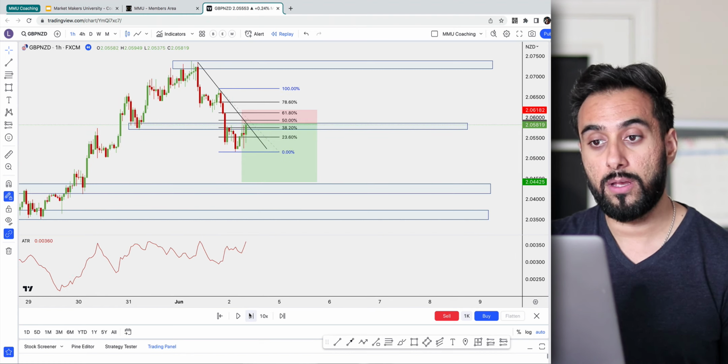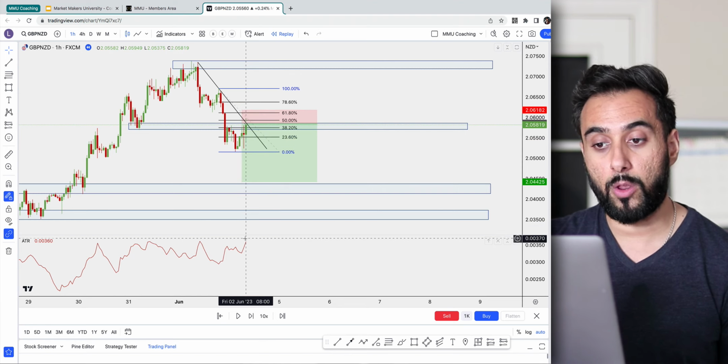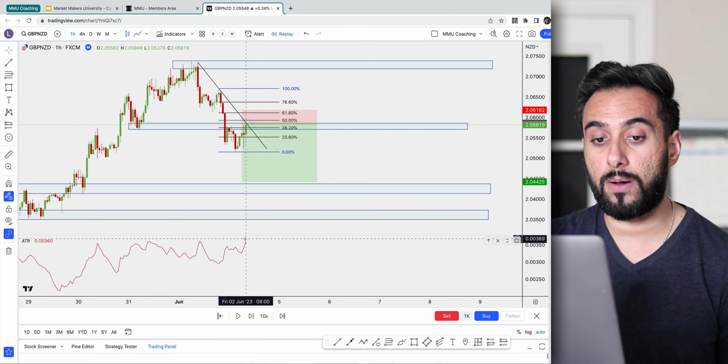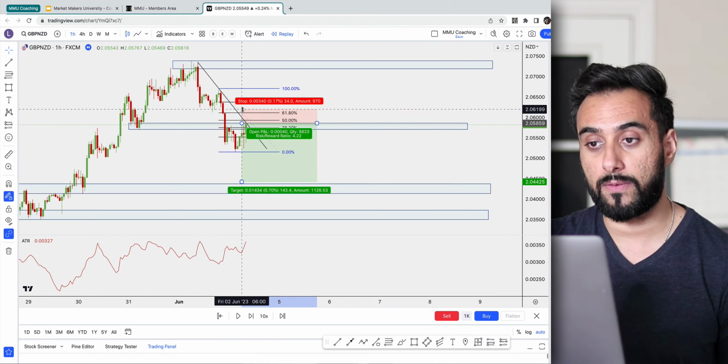Our entry gets triggered. We want to make sure we have enough buffer based on the ATR. We can look at the recent ATR just to make sure that everything is accurate. The ATR shows it's around 36, so we can adjust the stop loss to around 36 pips just to be safe.